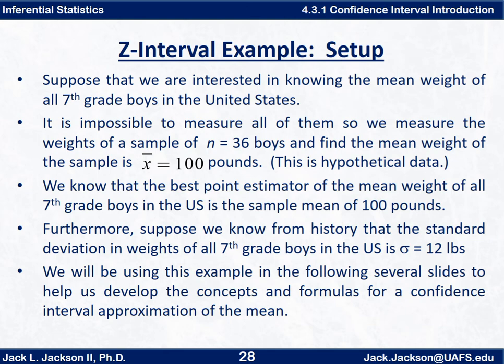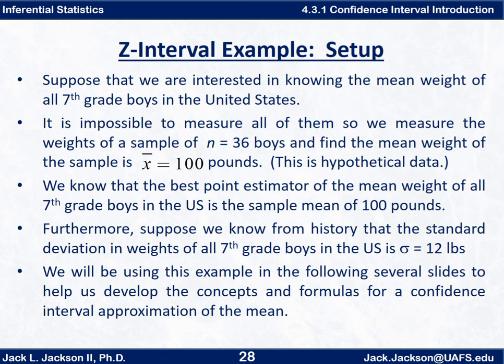So suppose we take a random sample of 36 boys that are 7th graders in the United States, and we find the mean weight of all the ones in our sample. And let's just suppose for argument that x bar is exactly 100 pounds. All of the data that I show here about this example is going to be made up data. So let's just pretend this is true. Now we know that the best point estimator of the mean weight of all 7th grade boys in the U.S. is this sample mean of 100 pounds. So if you had to ask me at this point, what's the average weight of all 7th grade boys in the United States, I would say it's probably pretty close to 100 pounds.